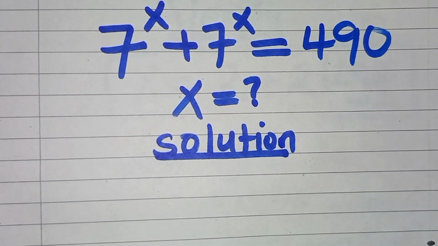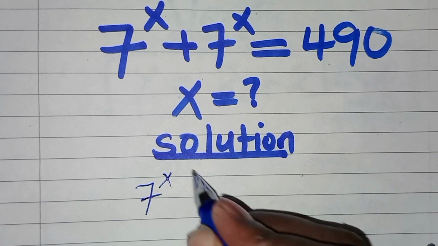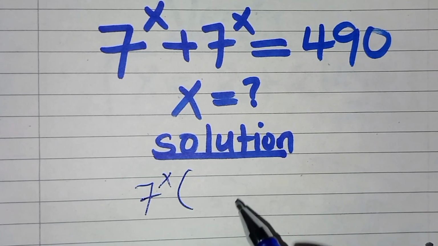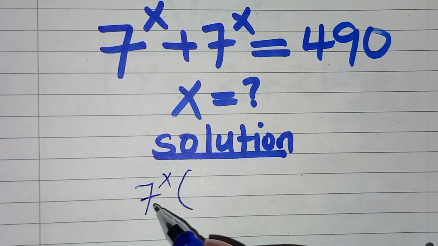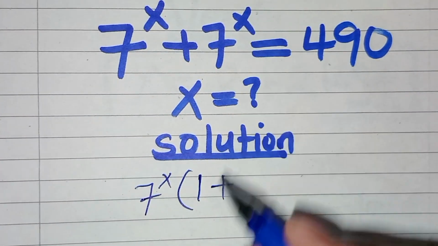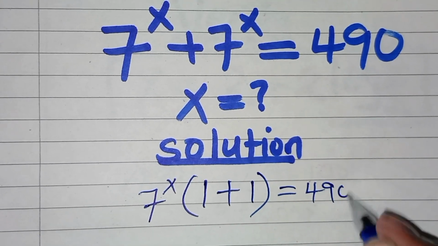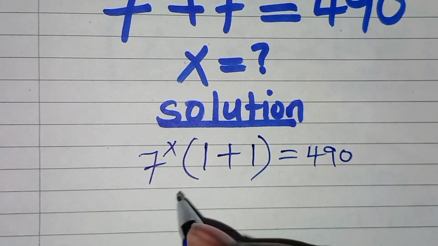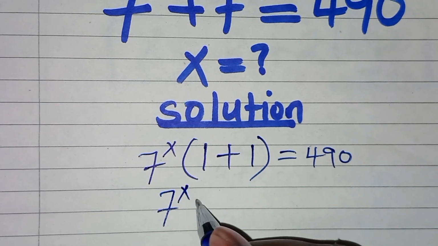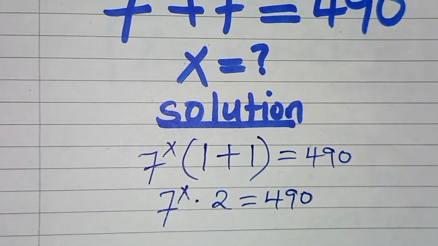Now, solution here: you find that 7 to power x is common, so we factor out 7 to power x. So this is 7 to power x divided by 7 to power x, this is 1, plus 7 to power x divided by 7 to power x, this is 1. This is equal to 490. Now we'll have 7 to power x multiplied by 1 plus 1, which is 2. This is equal to 490.